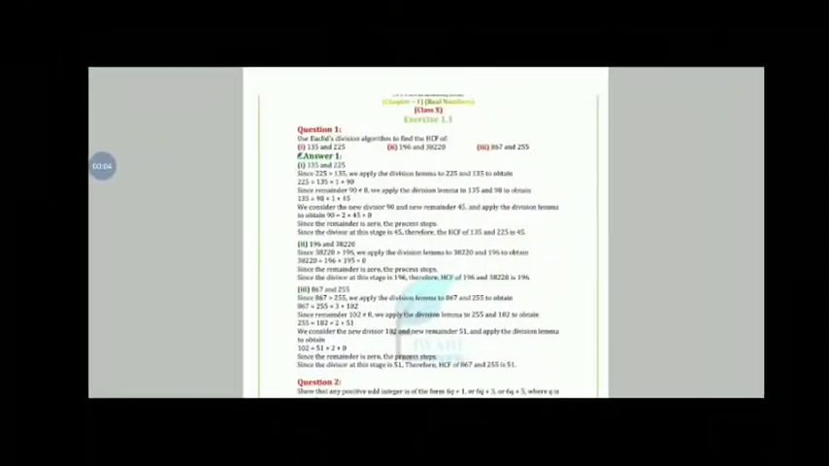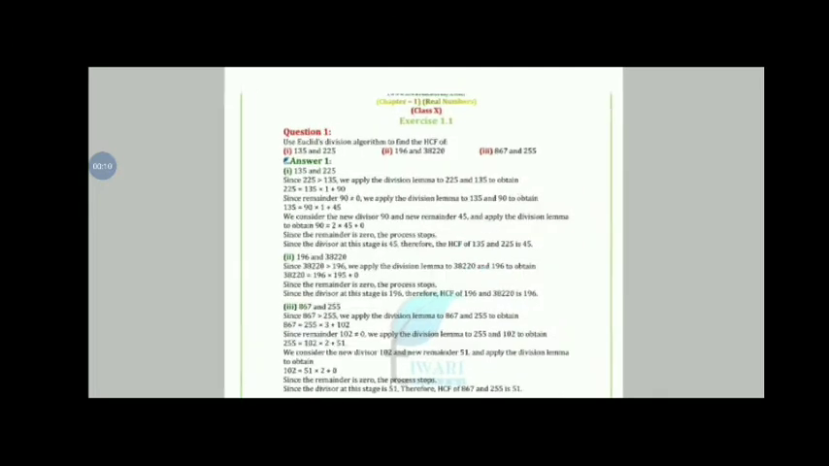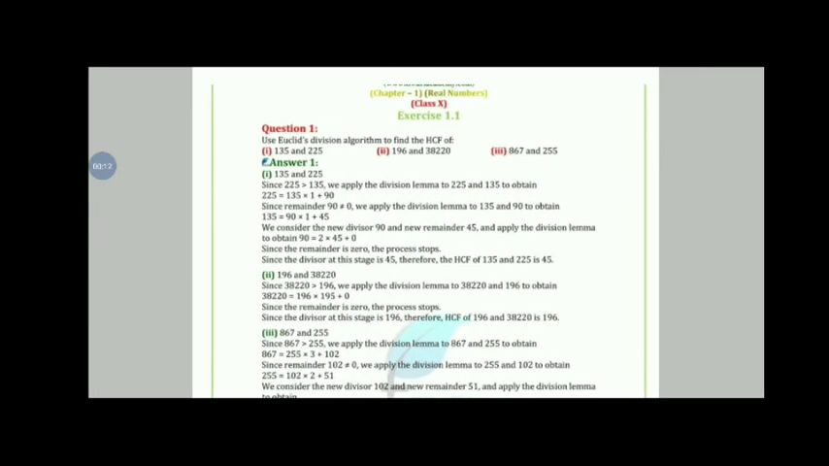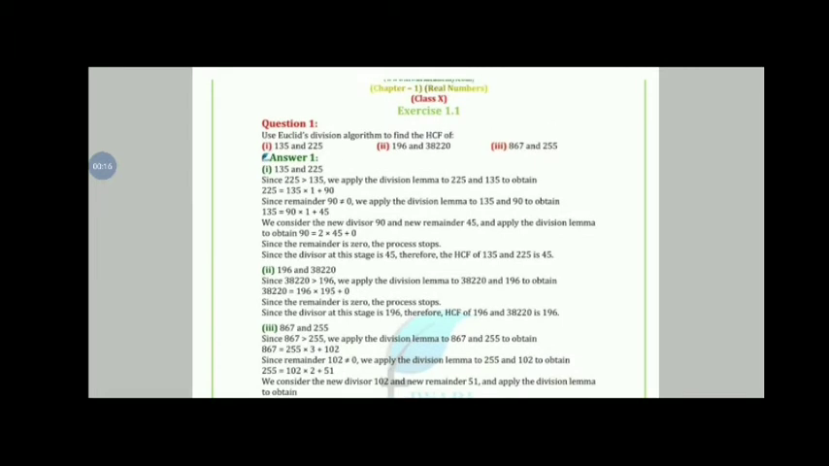Exercise 1.1 of Chapter 1, Real Numbers. In question number 1, it is given to use Euclid's division algorithm to find the HCF of the following. Starting with the very first question, in the first part we have to find the HCF of 135 and 225.